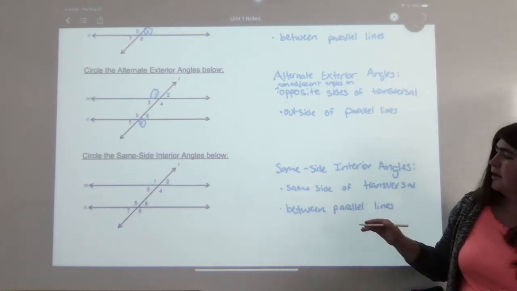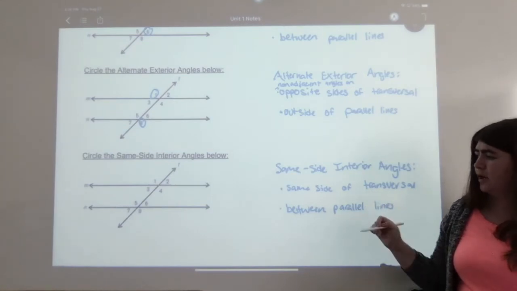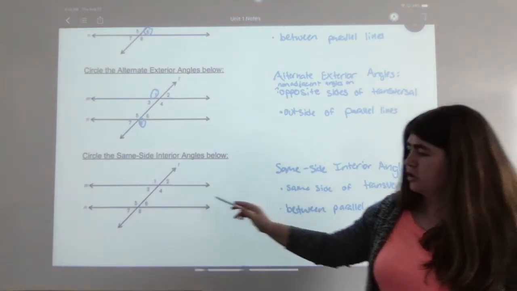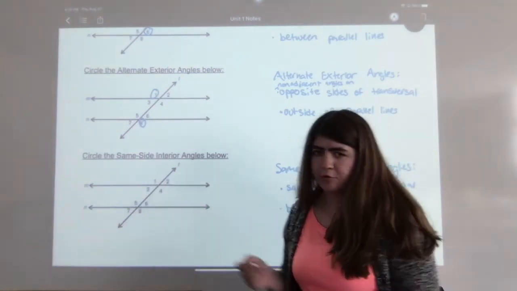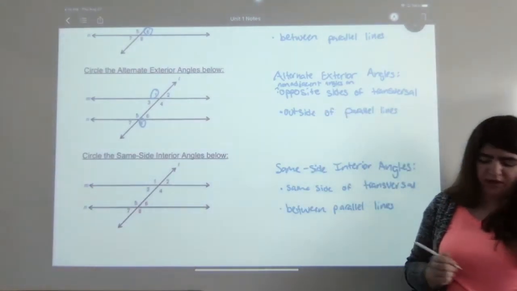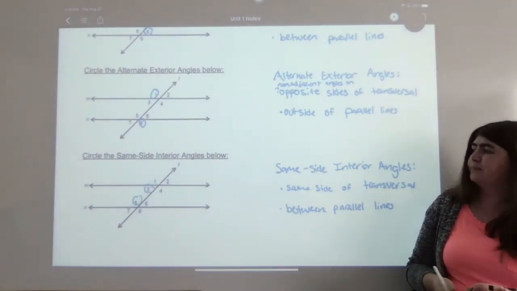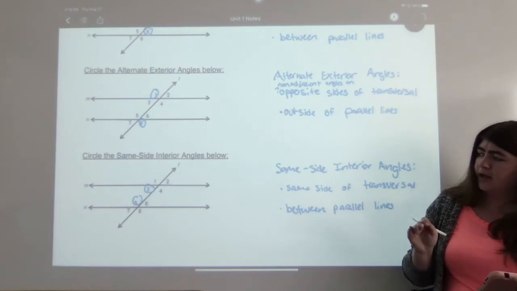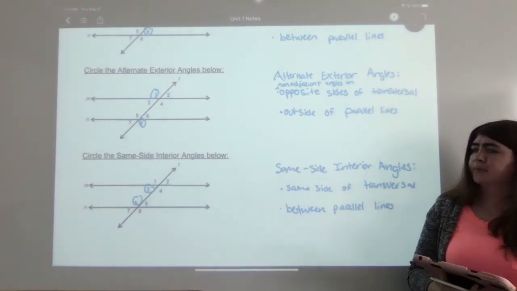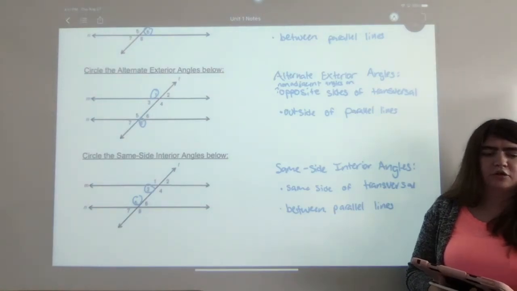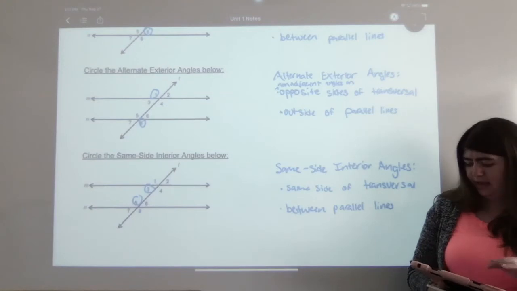So if we have same side of the transversal and between the parallel lines, we're either looking at 3 and 5 or 4 and 6. Both of them are examples of same side interior angles. Let's go ahead and use 3 and 5 today. So they're between the parallel lines on the same side of the transversal. All right, let's go ahead and look at our first postulate for our angles here.